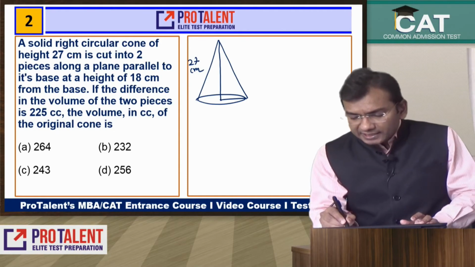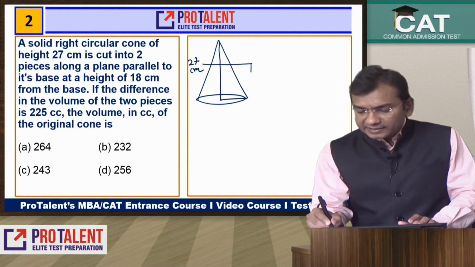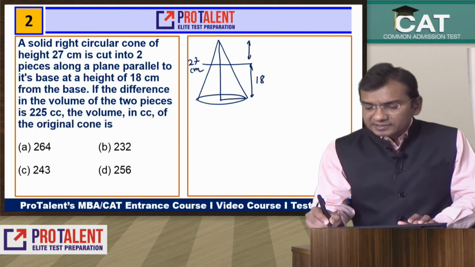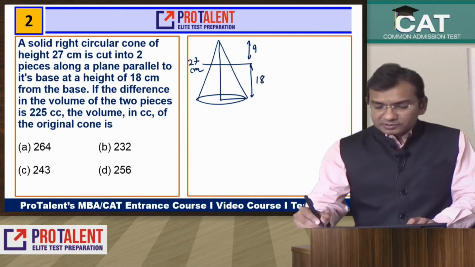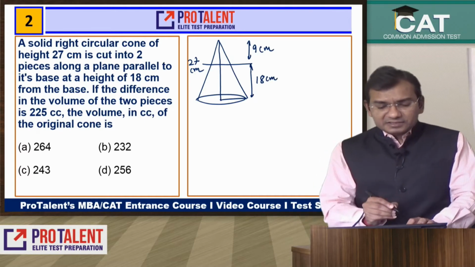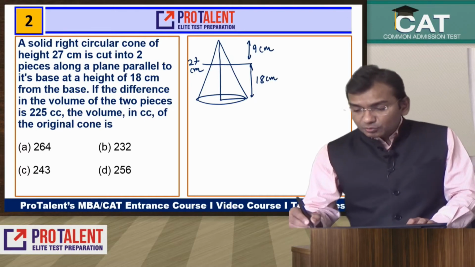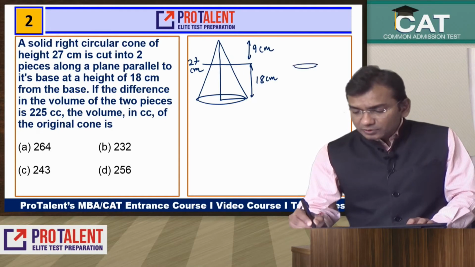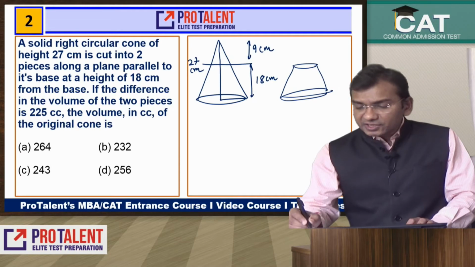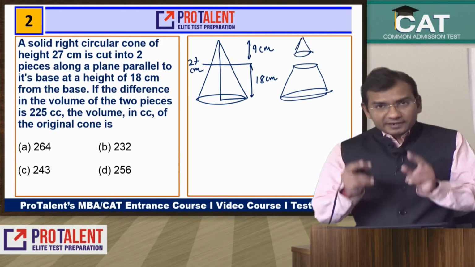So here we have made the cut. So we get this height is 18 and this height is 9. Okay, so this is 9 centimeter, this is 18 centimeter. The difference in the volume of 2 pieces. So what do I get? I get 2 pieces. One is this piece, the base piece, and the other is the upper cone. We have 2 pieces.